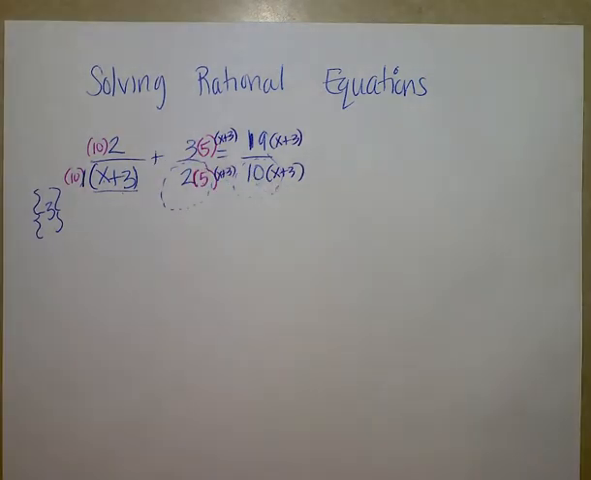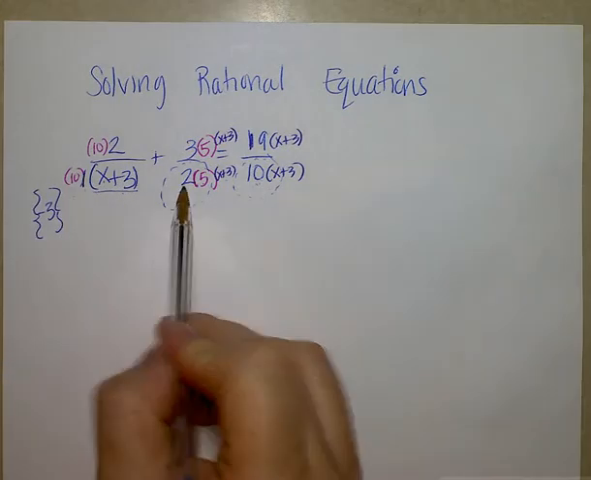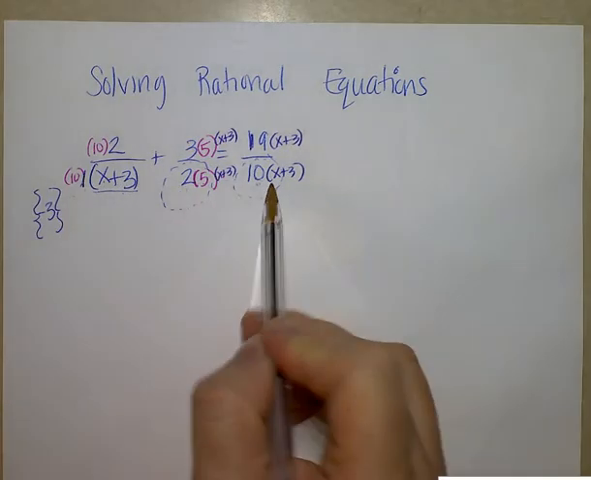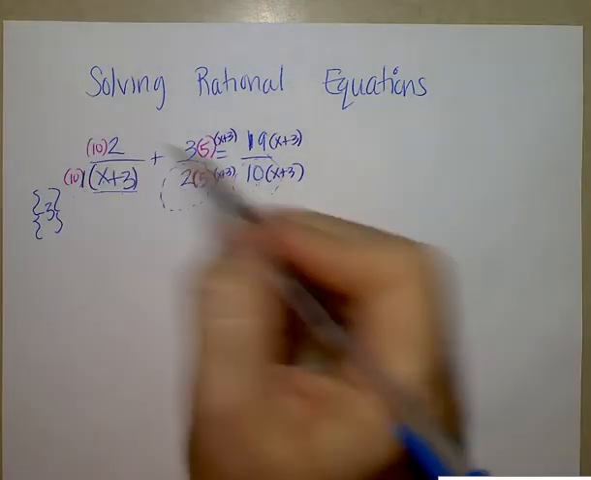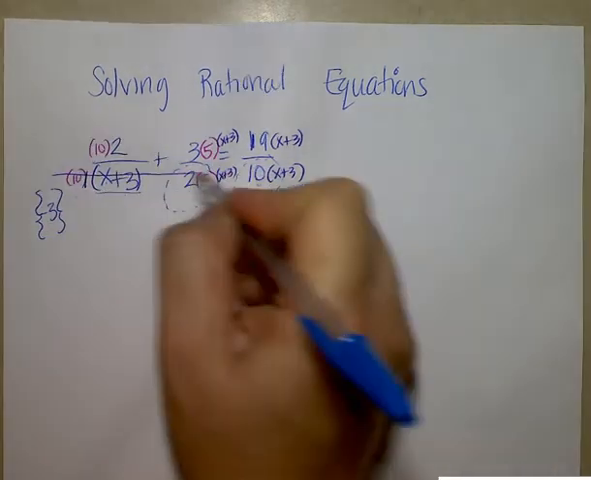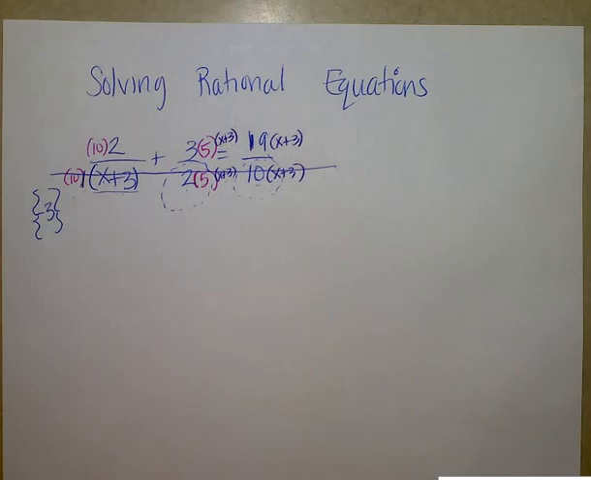Now I have 10 times x plus 3, 10 times x plus 3, and 10 times x plus 3. Once the denominator is the same, this is why most people like this, it makes it easier, please put a line through the denominator, we're done. And now we only focus on the numerator.